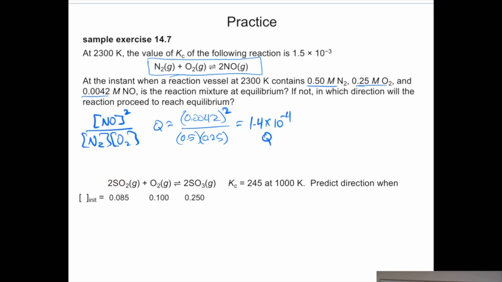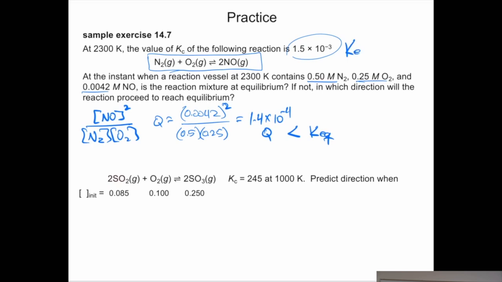Now, what else do we need to know to see if this reaction is going to proceed in the forward direction to equilibrium or the reverse direction? KC. KC or KEQ. And are we given that? Yes, it's right here. Is Q greater than or less than KEQ? It's less than. Q is less than KEQ. So which way is it going to go? And if you can't remember, just write your little graph here: reactants, products. All right, here's KEQ. Q is less than KEQ, so it's going to go in the forward direction. And that's all you need to do for a question like this.